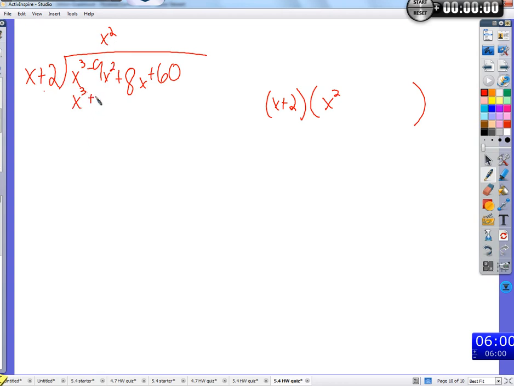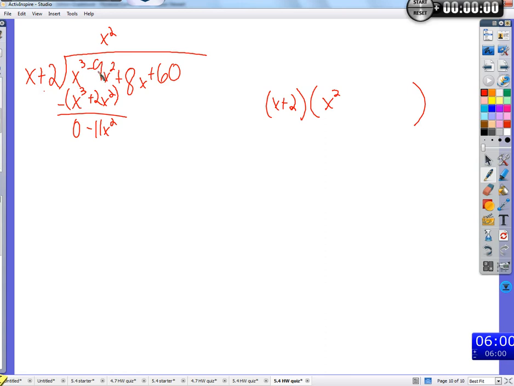But x squared times 2 is 2x squared. We wanted to get what? We wanted negative 9x squared, not 2x squared. So we are off. So what would we have to do to 2x squared to get to negative 9x squared? Subtract 11x squared, right? That's why we find this difference. x cubed minus x cubed is 0. Negative 9x squared minus 2x squared is negative 11x squared. That's what we would have to add to 2x squared to get back down to negative 9x squared. That's what we wanted to get.